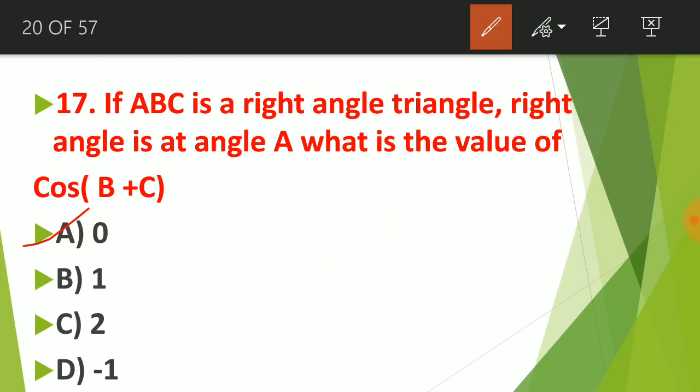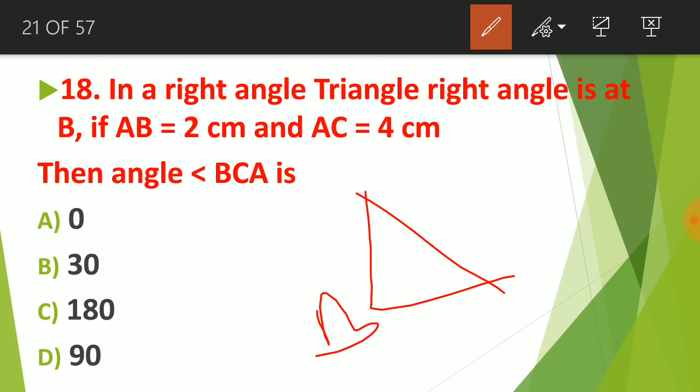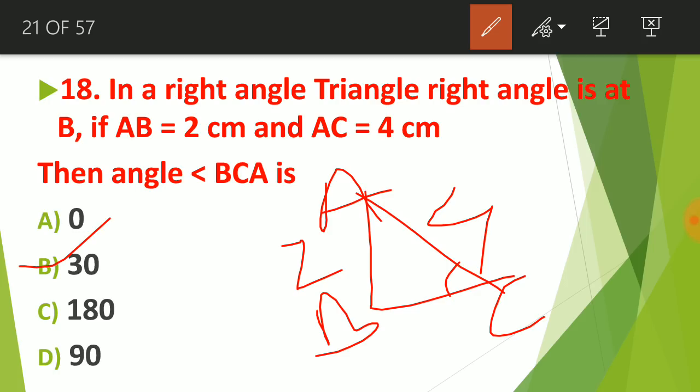Now let us move to question number 18. In a right angle triangle, the right angle is at B. Let us draw a triangle. This is B, this is A, and this is C. This AB is 2 units and this AC is 4 units. We need to find the angle BCA. Now we can use the formula sin theta is equal to P by H. That will give us 30 degrees. 30 degrees is the answer for question number 18.